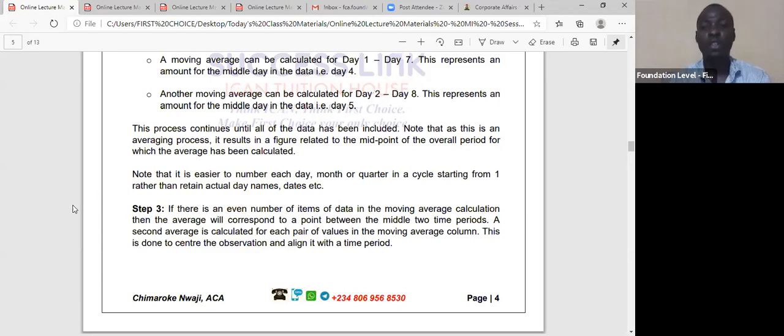If there is an odd number of periods, then it's easy because one day will correspond to the middle of all of them. But when there is an even number, you find out that it will be between 2 points. So you see that the average will correspond to a point between the middle of 2 periods. A second average will be calculated to smoothen or align it.